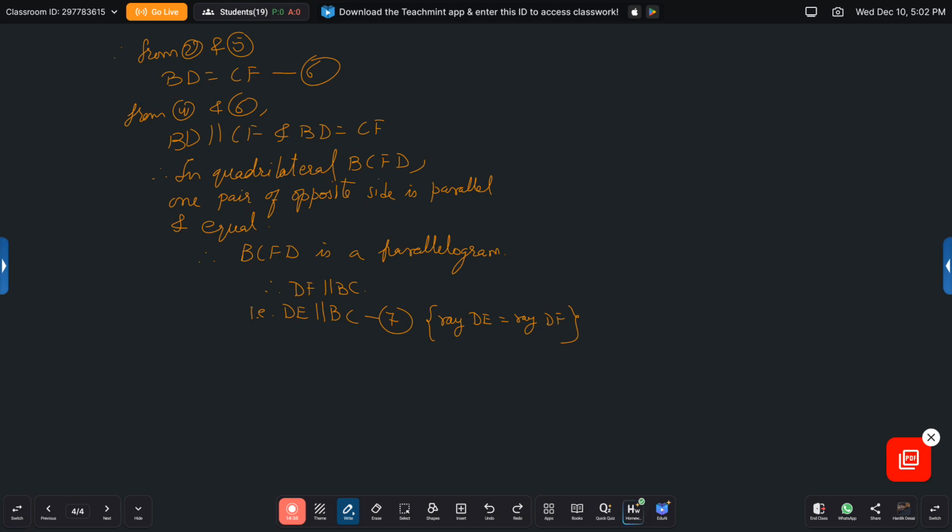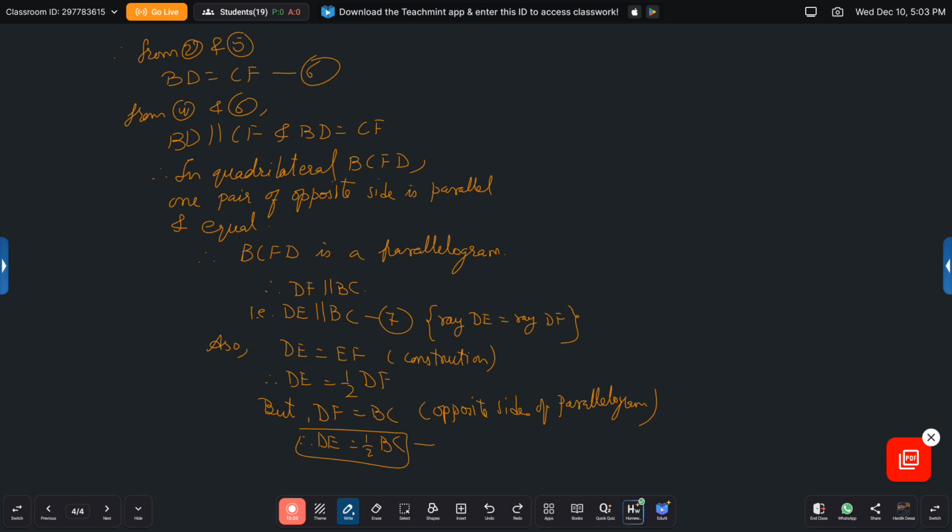Now you need to prove that DE is half of BC. Also DE is equal to EF, sorry. This is construction. This is what we constructed. So you can say that therefore DE is half of DF. But DF is equal to BC. Why? Opposite sides of parallelogram. So in place of DF, I can write BC. So DE is half of BC.